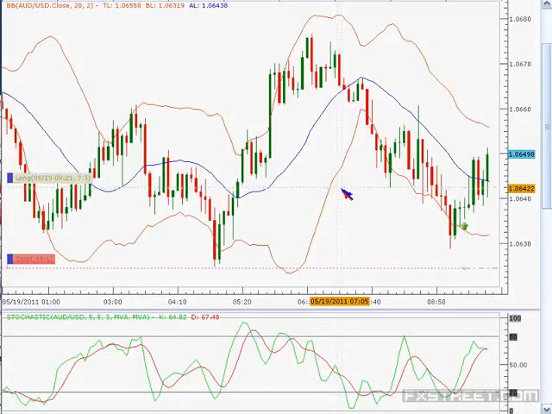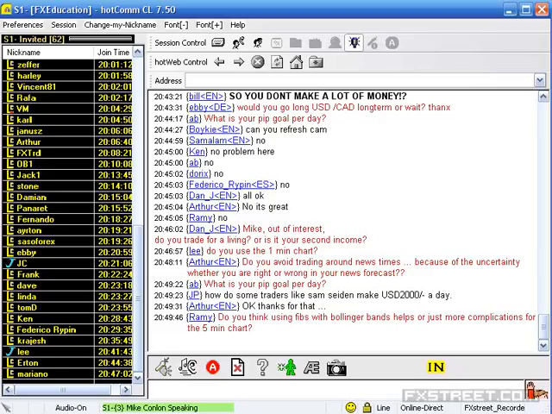Let's see here. What's the typical per day? Well, my typical per day is positive pips. It just depends on how many different pairs I'm trading. Generally speaking, about 50 pips a day is what I look for.